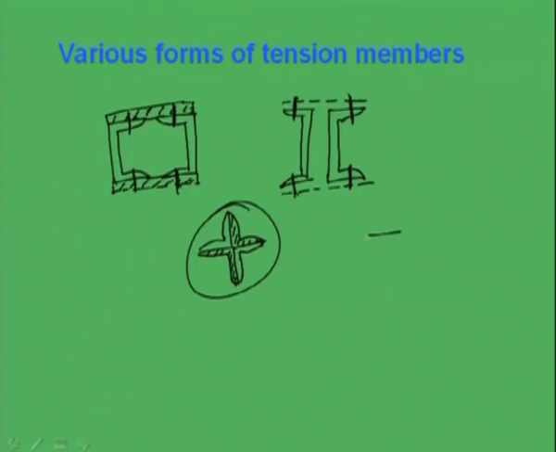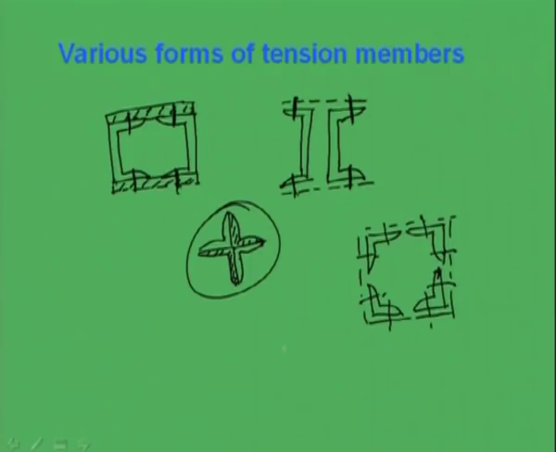Other built up sections can be made like this. Four angles are placed and made like this. This is another type of built up section, where the parts can be connected through bolting or riveting like this. Some extra plate has to be provided. This is another way.